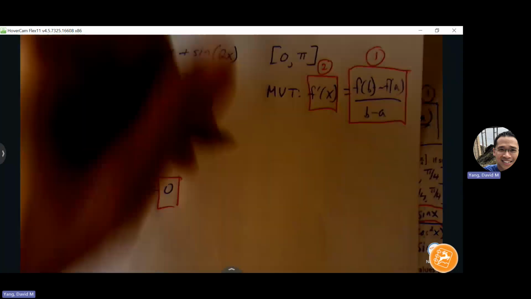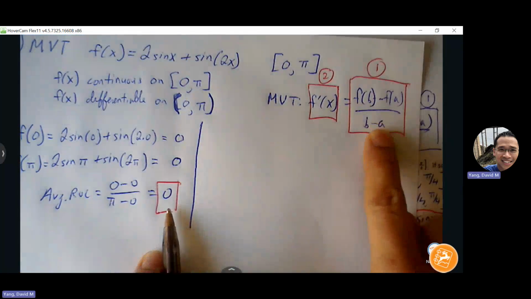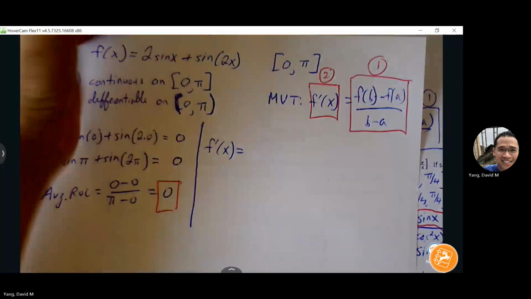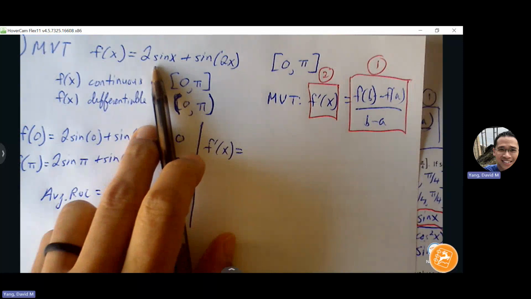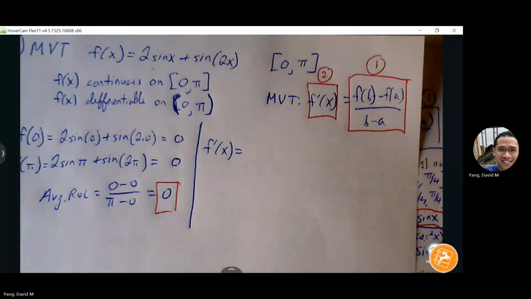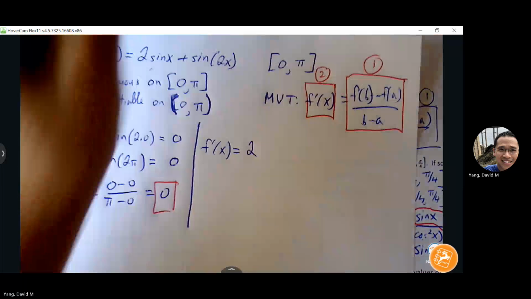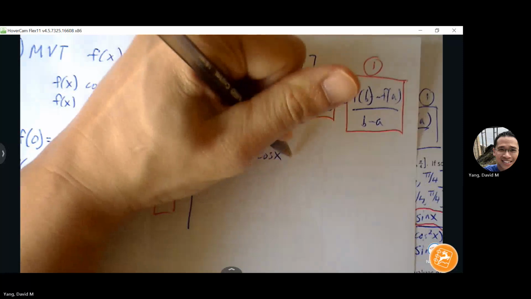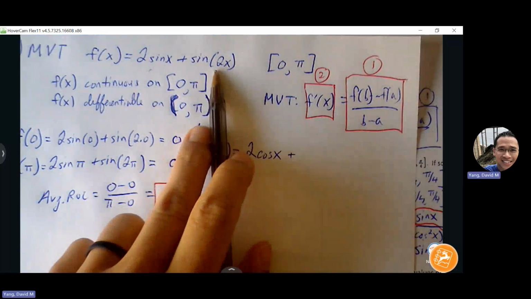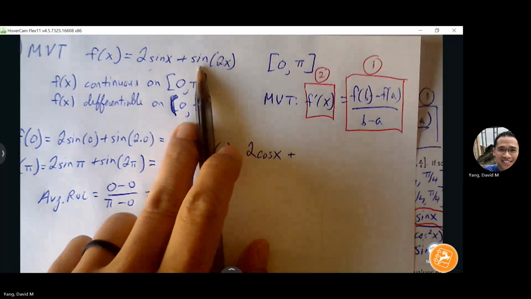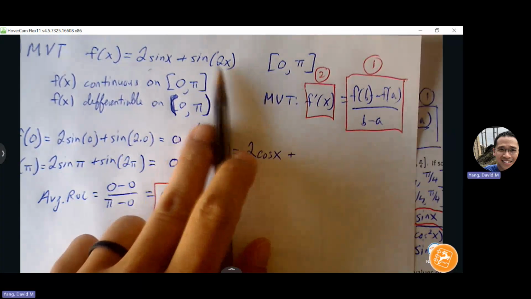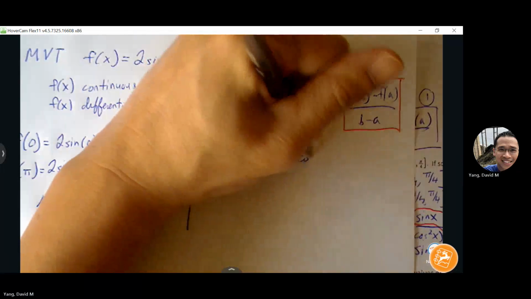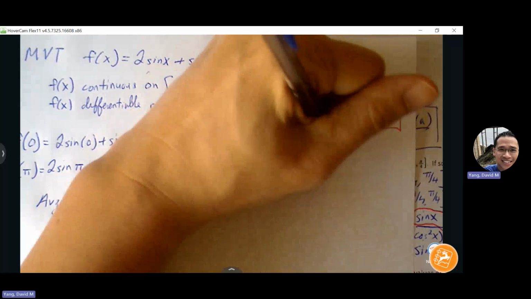Okay, next up, let's find our derivative. All right, we have our slope. Now let's find our derivative. All right, 2 sine x becomes 2 cosine x. All right, sine of 2x becomes what? Good. So a little bit of chain rule here. Cosine of u times u prime. 2x is the u value. That's right. 2x is the u value. Good.